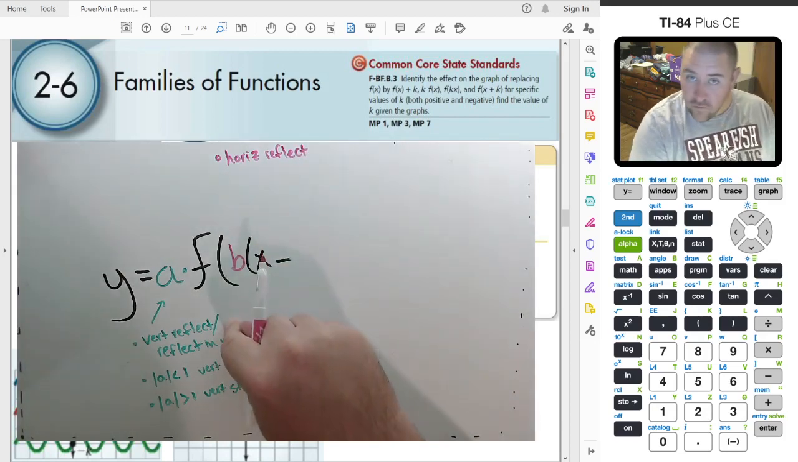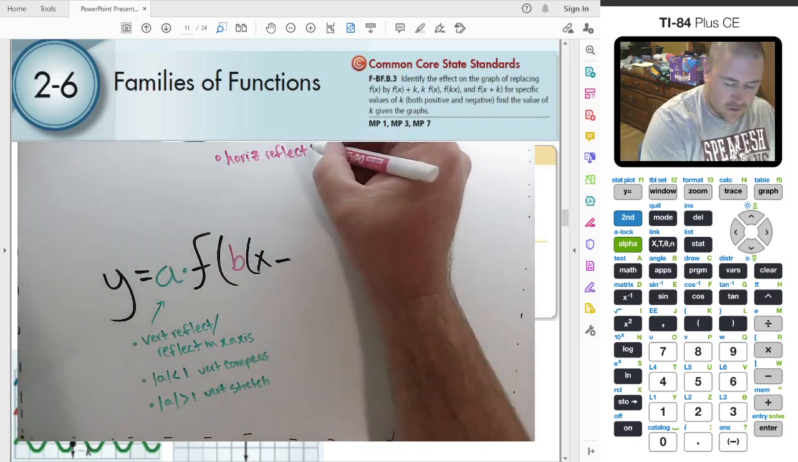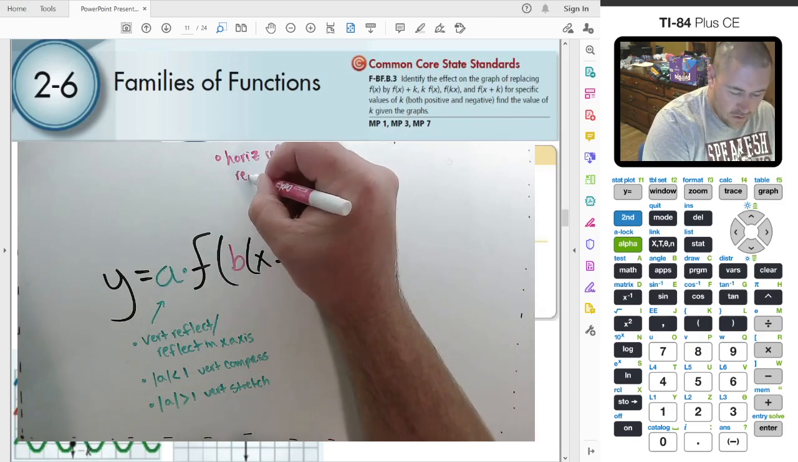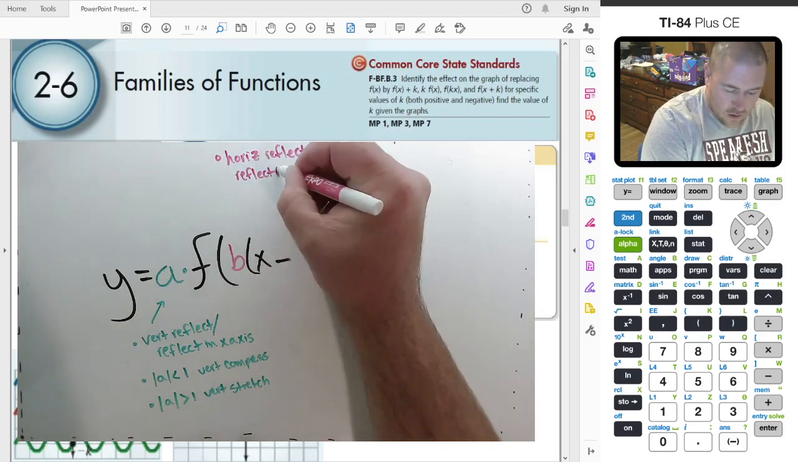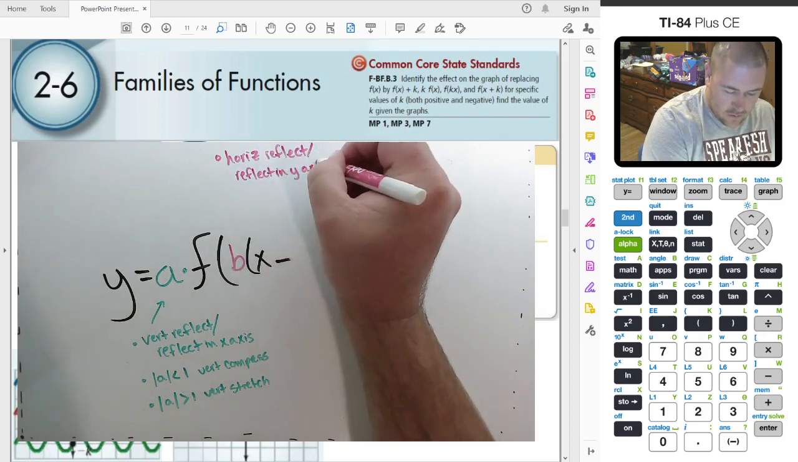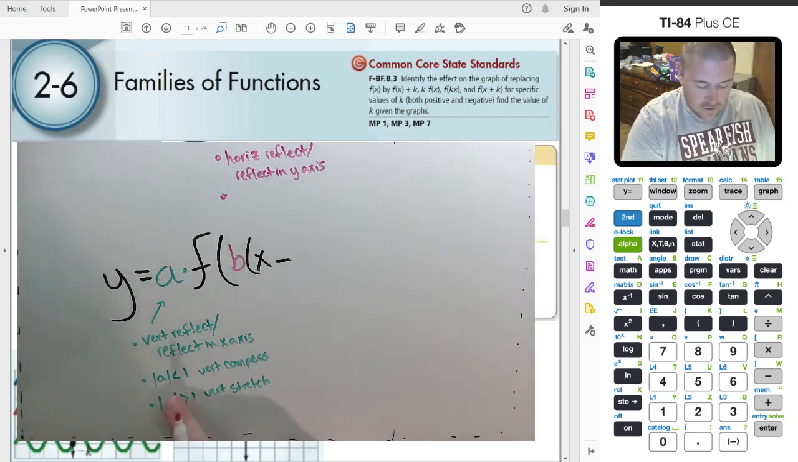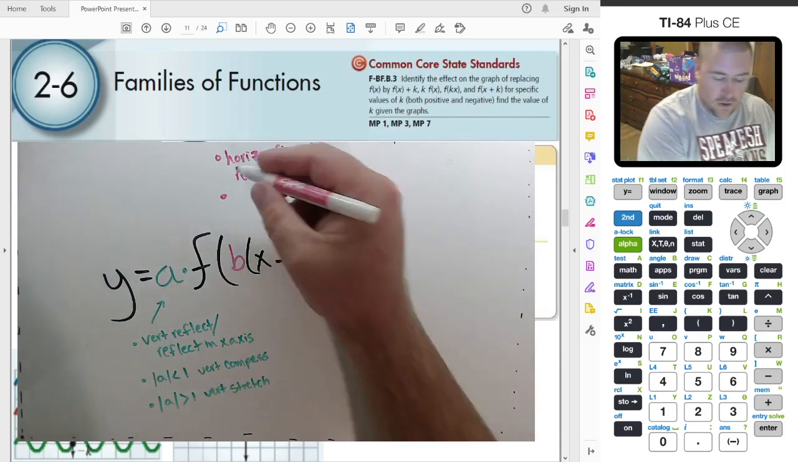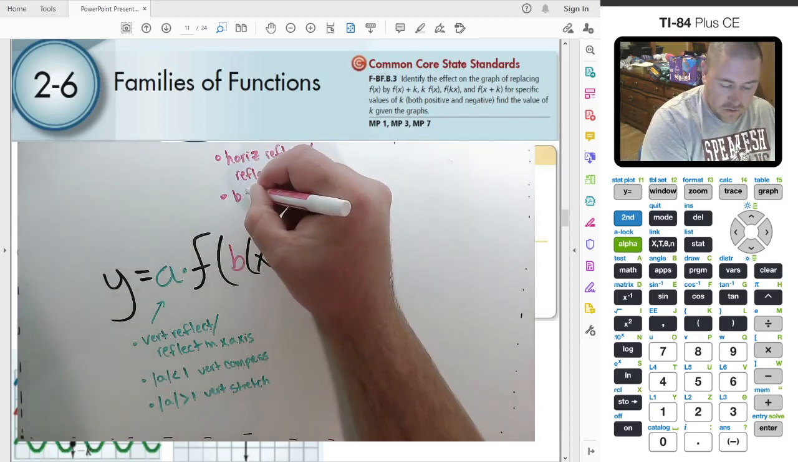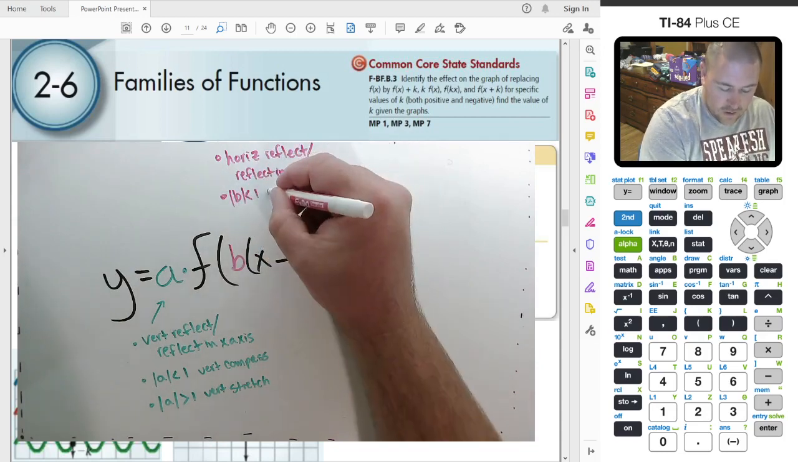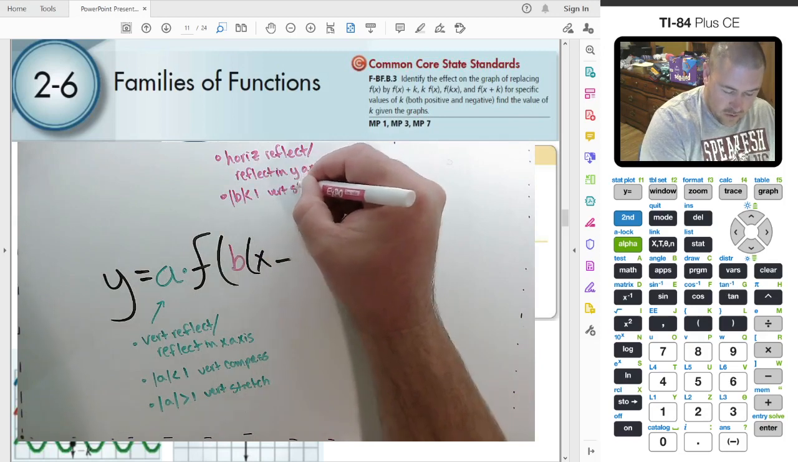And just like this reflected in the x-axis, this can be reflected in the y-axis. Additionally, these said if A is smaller than 1, it's a vertical compression. So this says if absolute value of B is less than 1, it's a vertical stretch.